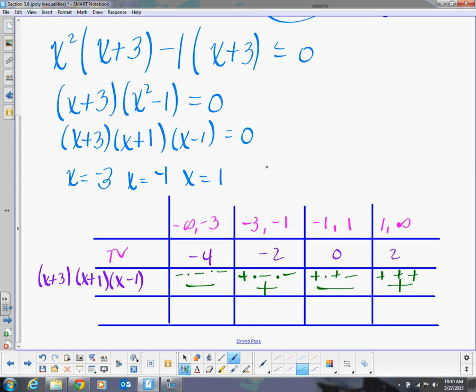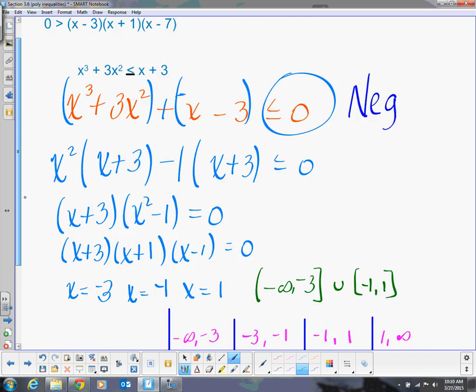Negative. So the solution is going to be negative infinity to negative 3, bracket, because it's equal to. And then negative 1 to 1, brackets. Done. Wait, now how would you graph that on the number line?